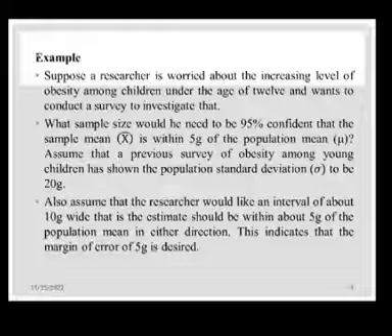Now, an example. Suppose a researcher is worried about the increased level of obesity among children under the age of 12 and wants to conduct a survey to investigate that. What sample size will he need to be 95% confident that the sample mean is within 5 grams of the population mean? Assume that the previous survey of obesity among young children has shown the population standard deviation to be 20 grams. Also assume that the researcher would like an interval of about 10 grams wide. That is, the estimate will be within 5 grams of the population mean in either direction. This indicates that the margin of error is 5 grams.